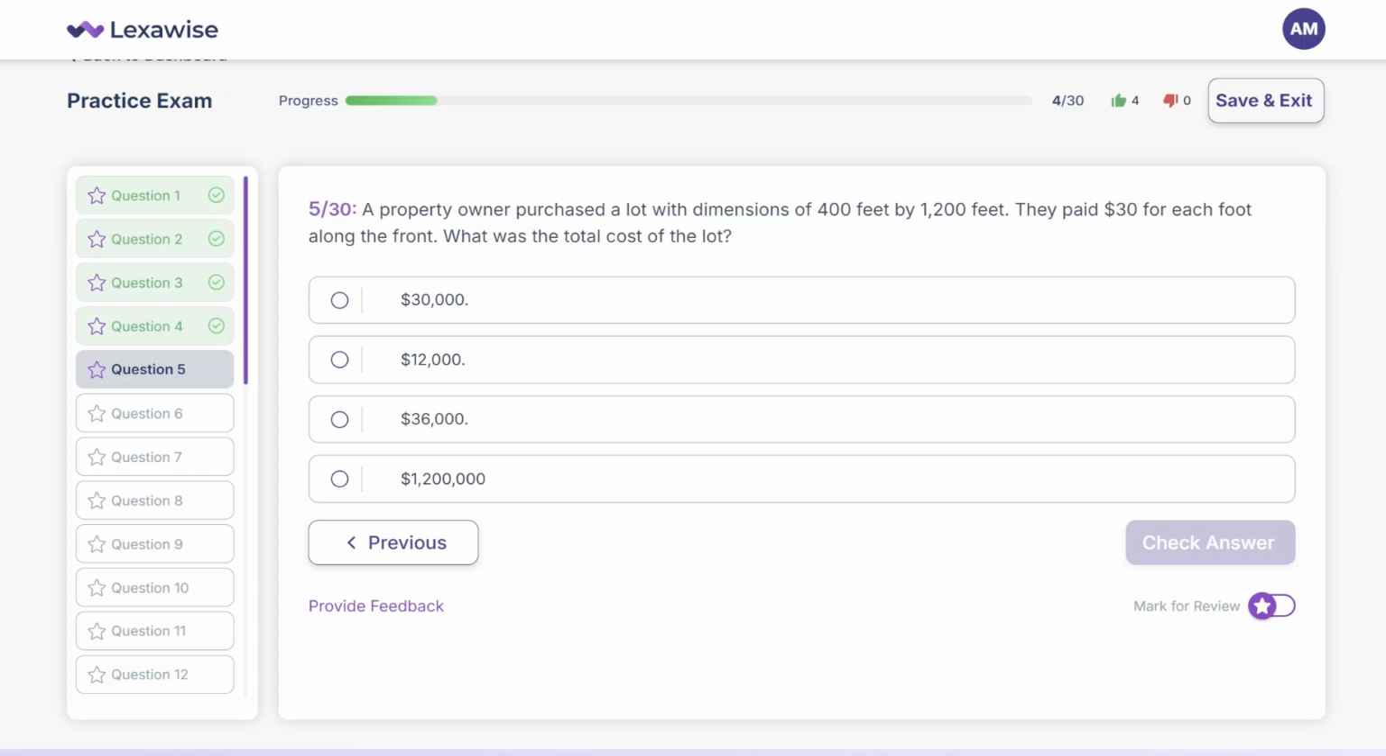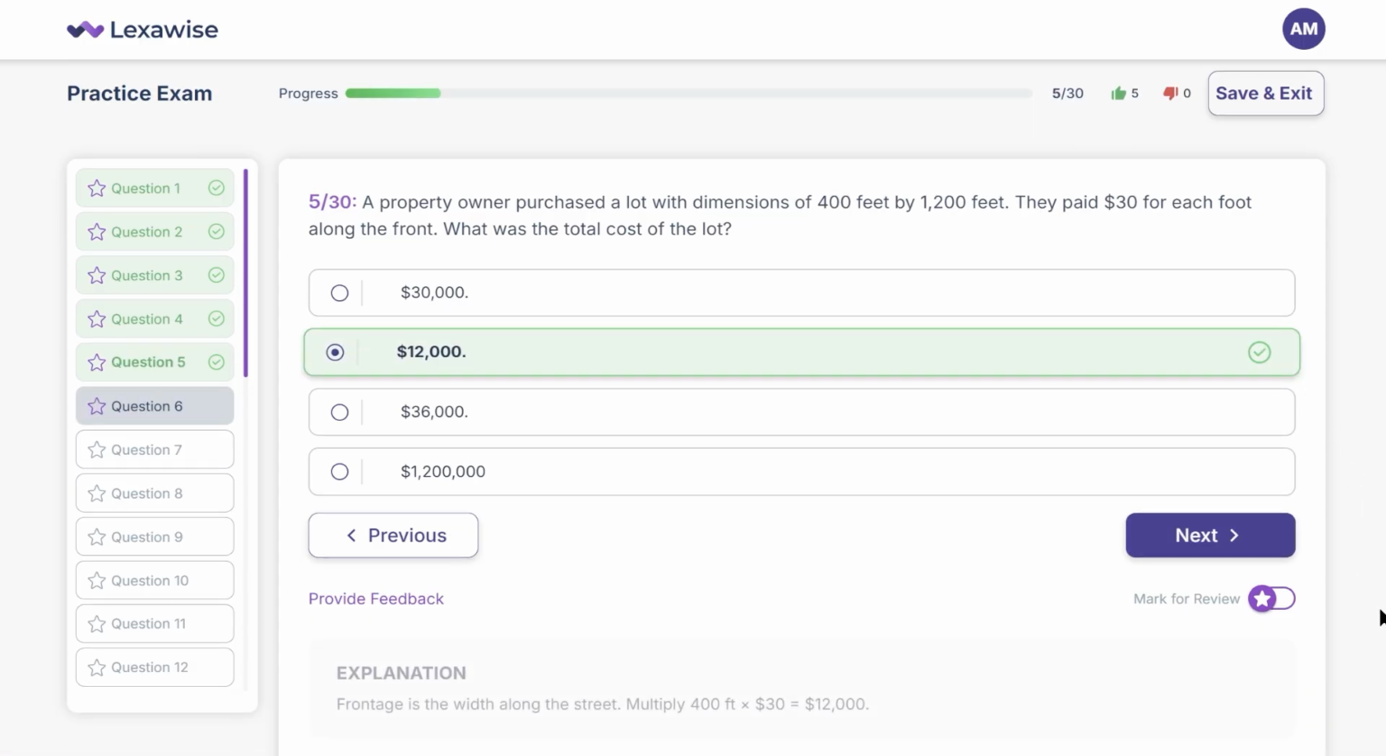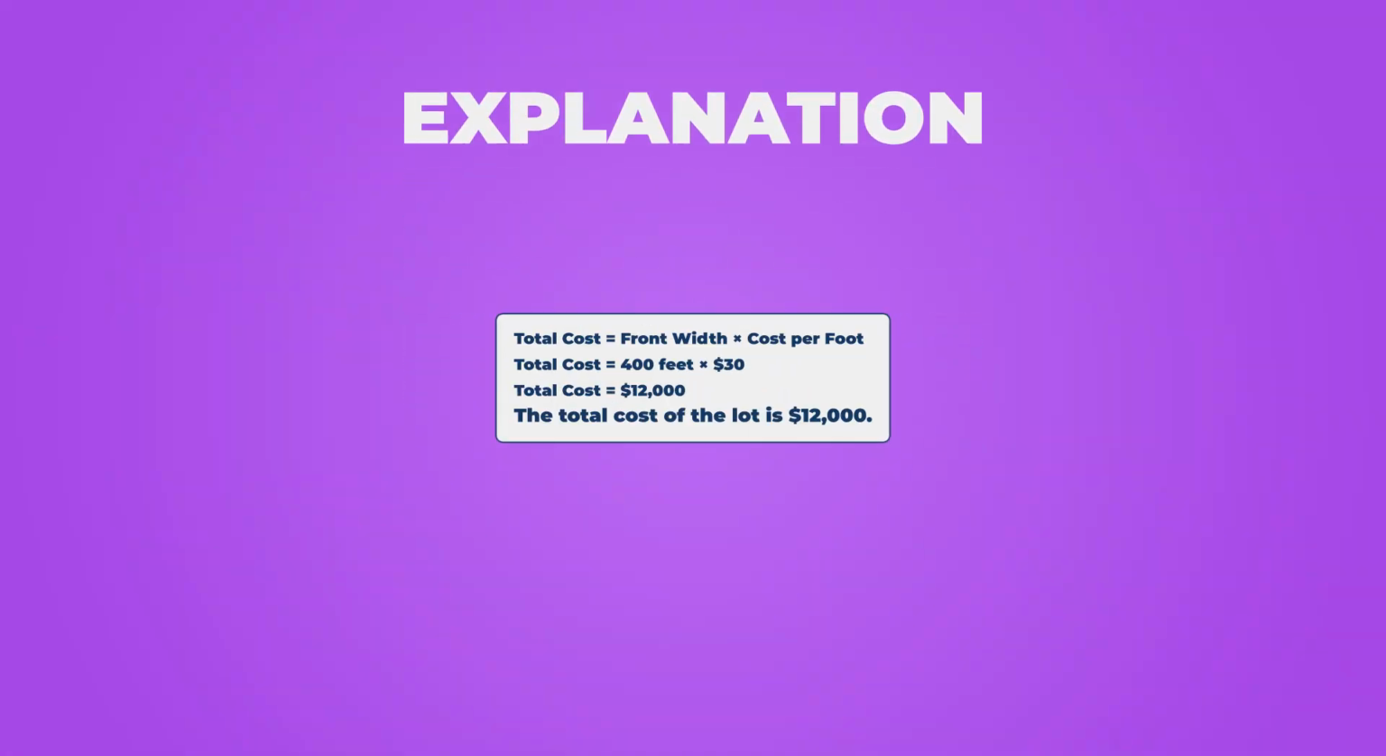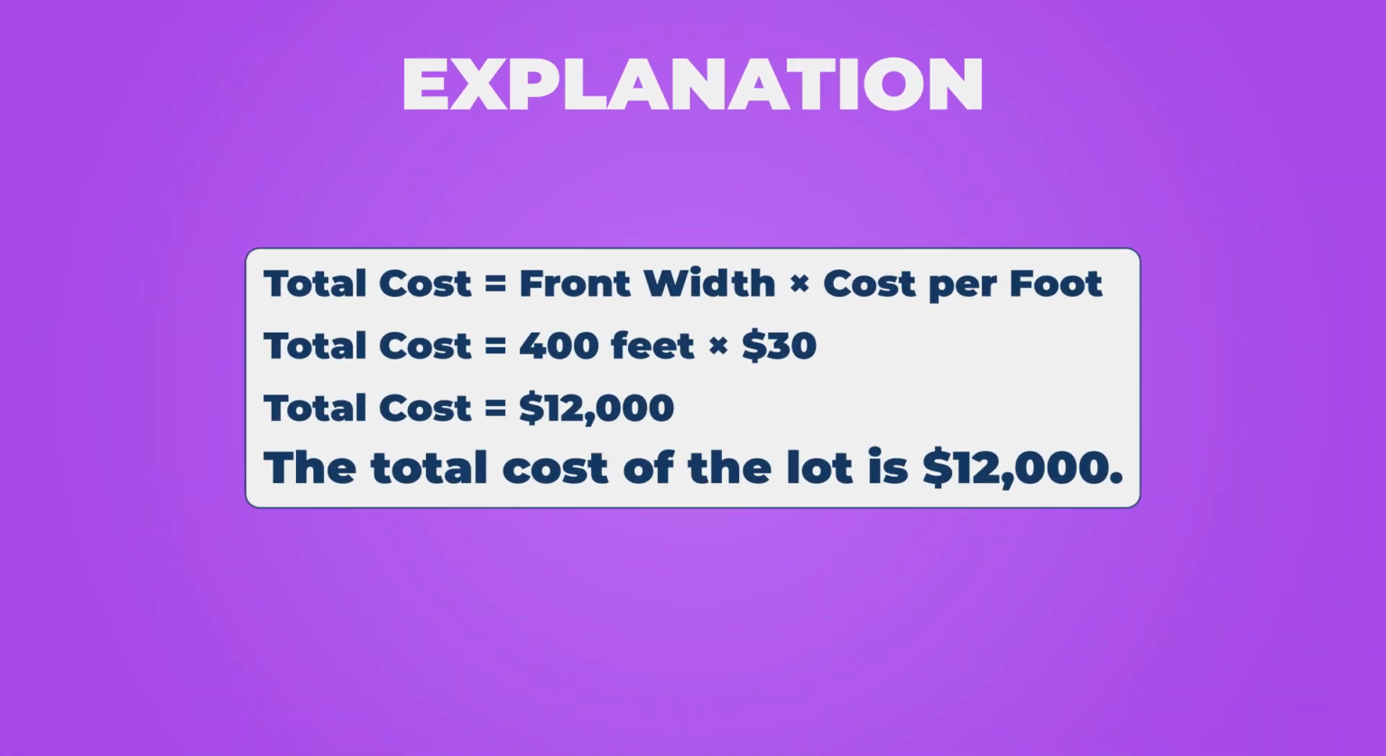The correct answer is B, $12,000. To calculate the total cost of the lot, you need to multiply the front width, 400 feet, by the cost per foot, $30. Total cost equals front width times cost per foot. Total cost equals 400 feet times $30. Total cost equals $12,000. The total cost of the lot is $12,000.